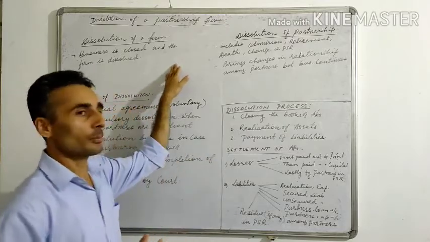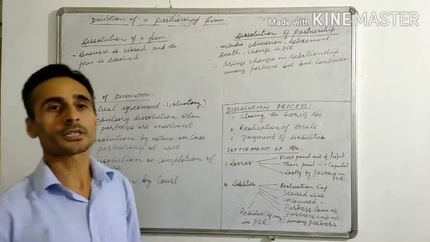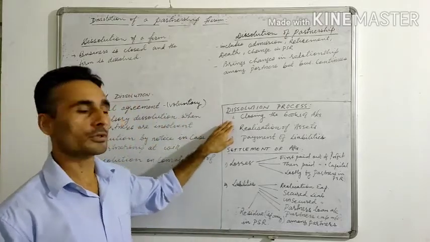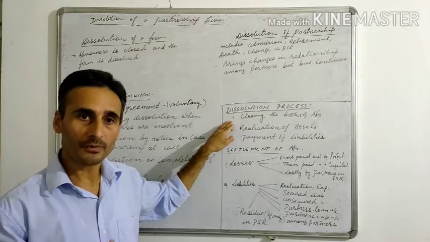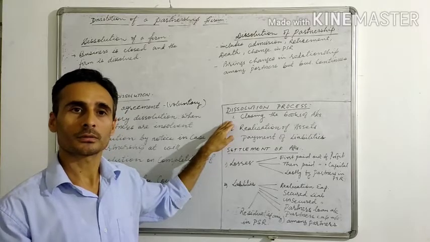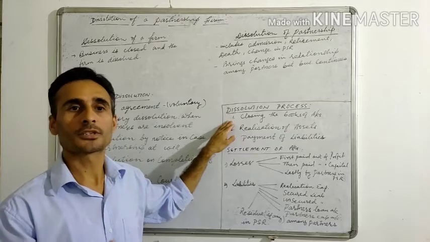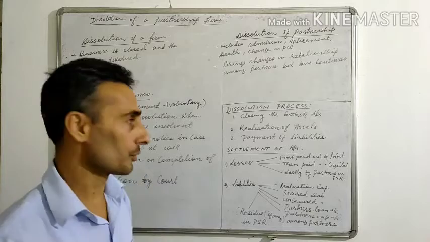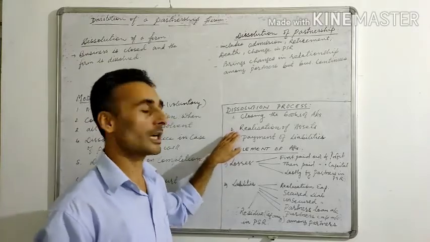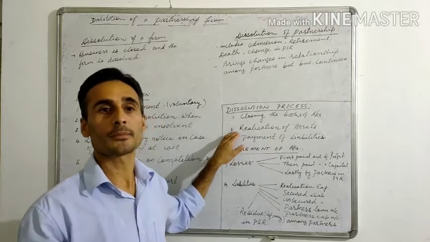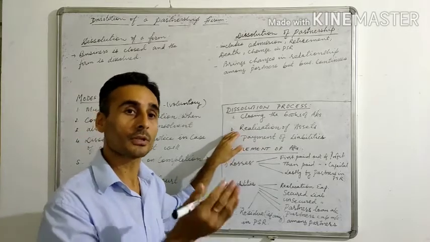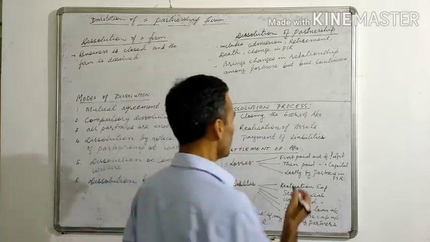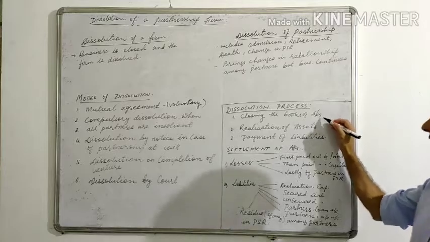So when there is a dissolution of partnership firm, what is the process of such dissolution? Number one, closing the books of accounts. That means whatever ledger accounts are opened in the firm's books need to be closed. That means all assets and liabilities have to be closed. Then all the assets have to be realized. That means the assets have to be sold and converted into cash. Then payment of liabilities. All these three processes.